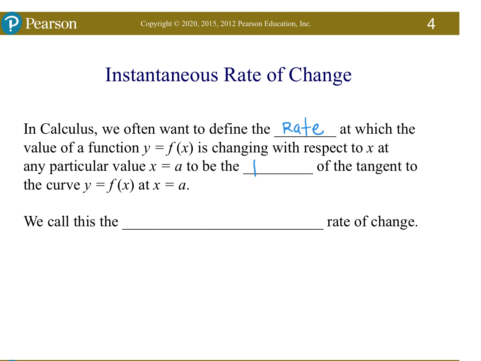The slope of the tangent to the curve. So it's not connecting 2 points to make a slope. It's not slope from point A to point B. It's the slope just at point A. What would the slope be at that very moment? We call that the instantaneous rate of change. So you've got average versus instantaneous.